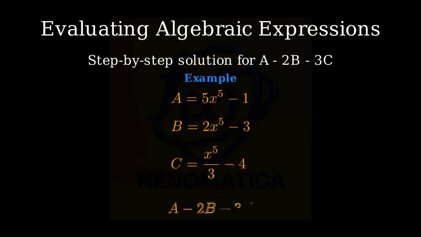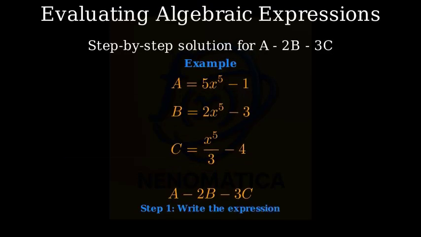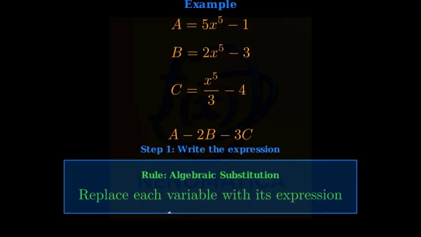We have three expressions. A equals 5x to the power of 5 minus 1, b equals 2x to the power of 5 minus 3, and c equals x to the power of 5 divided by 3 minus 4. We need to calculate a minus 2b minus 3c. Let's start by writing out the expression a minus 2b minus 3c.